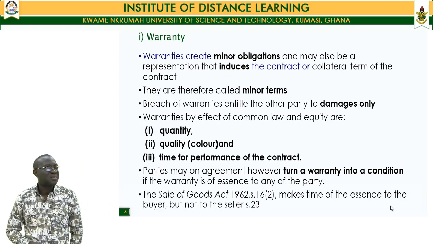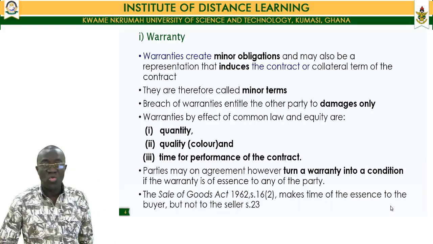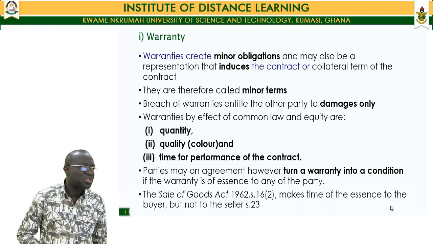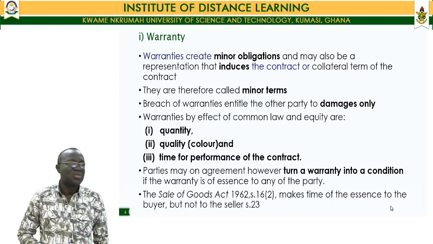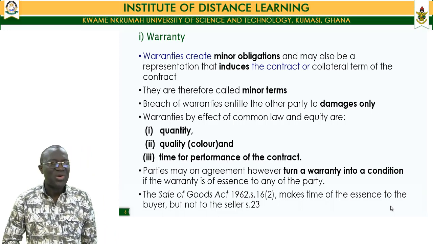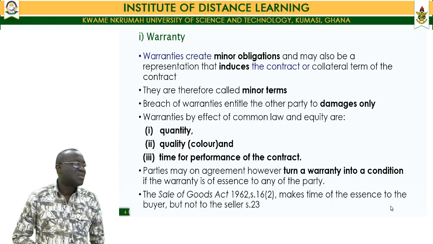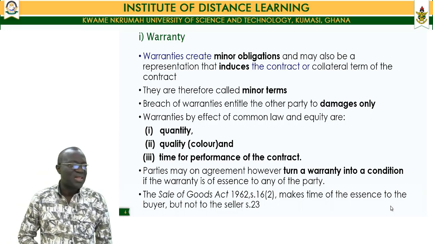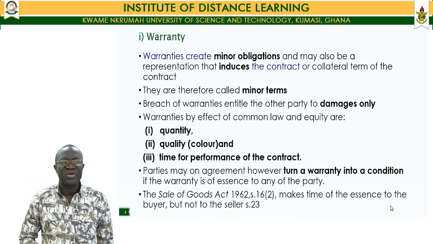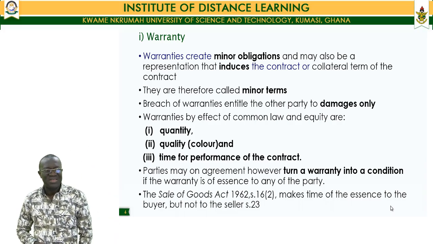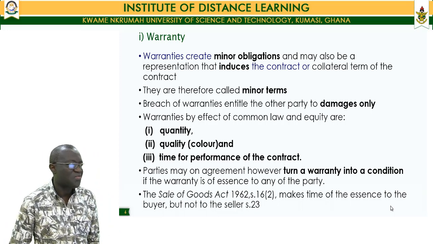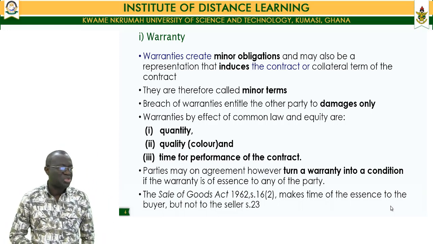What about warranty? Warranties also create obligations, but minor obligations, and may also be representations that induce the contract or the contractual term of the contracts. They are therefore called minor terms generally. So a breach of warranty entitles the other party to damages only, not to repudiate or reject, but you could ask for just damages, payment of compensation in terms of money to the other party for the breach.